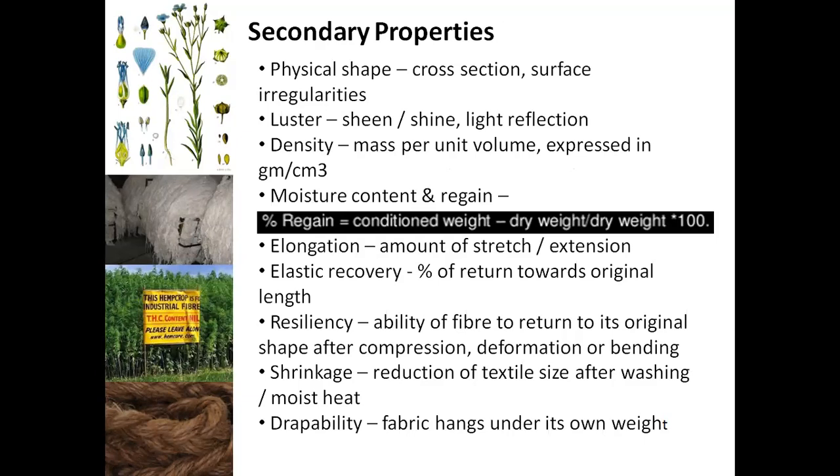First one is physical shape, the shape of the fiber. It should have some particular shape in cross section as well as in the longitudinal section. There may be surface irregularities. If the surface has irregularities, no problem, you can still use it as a textile fiber.